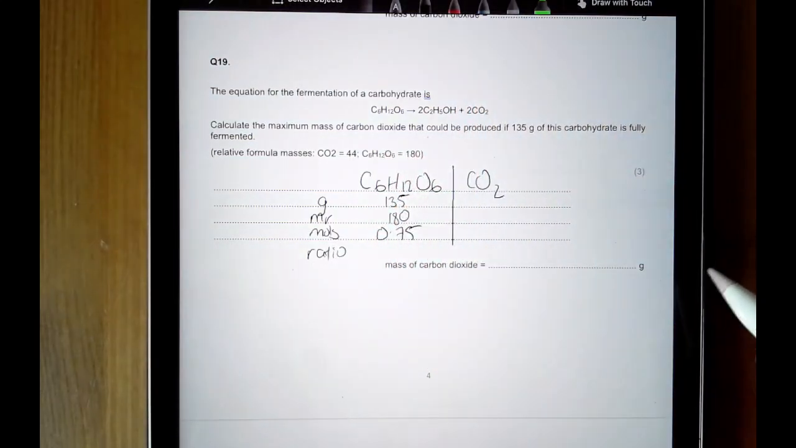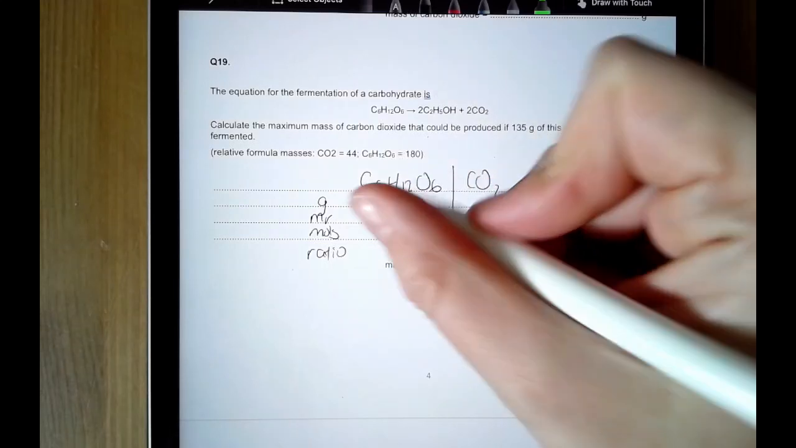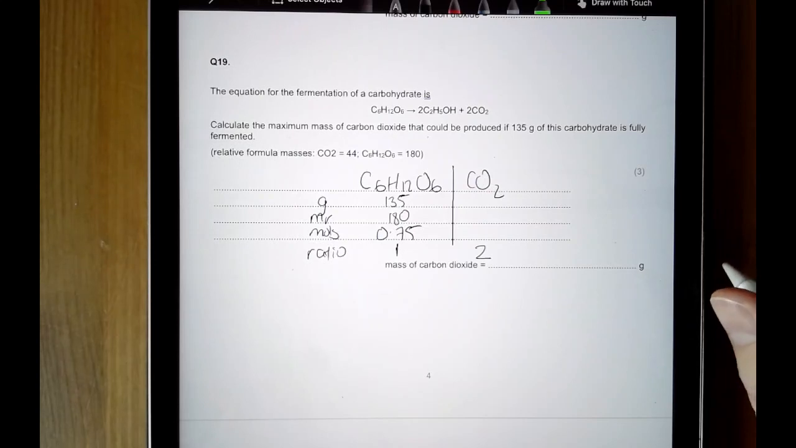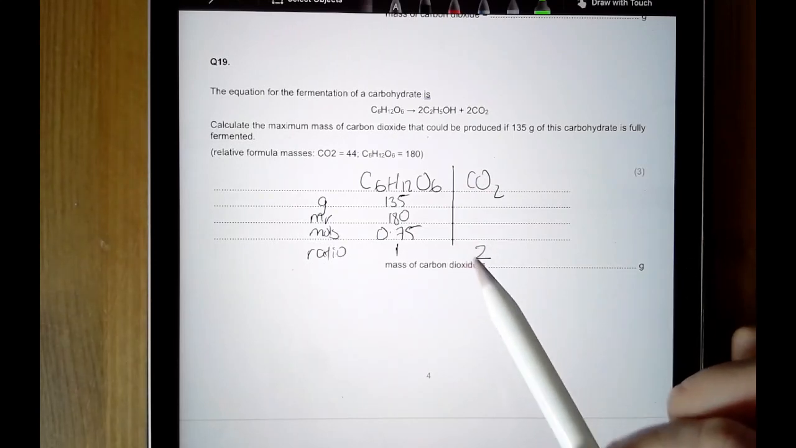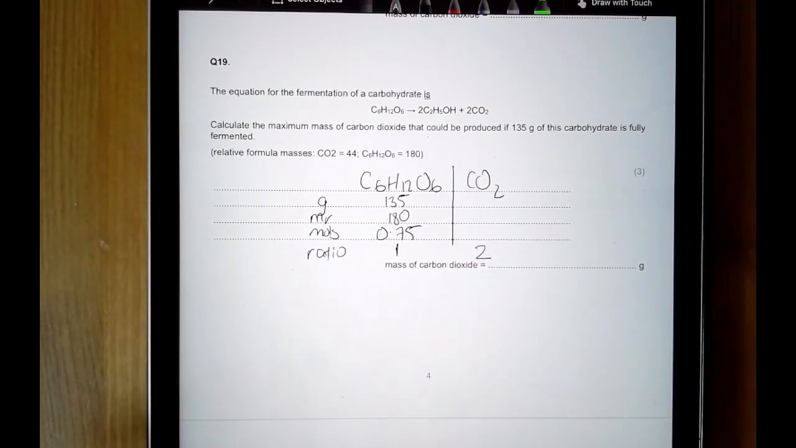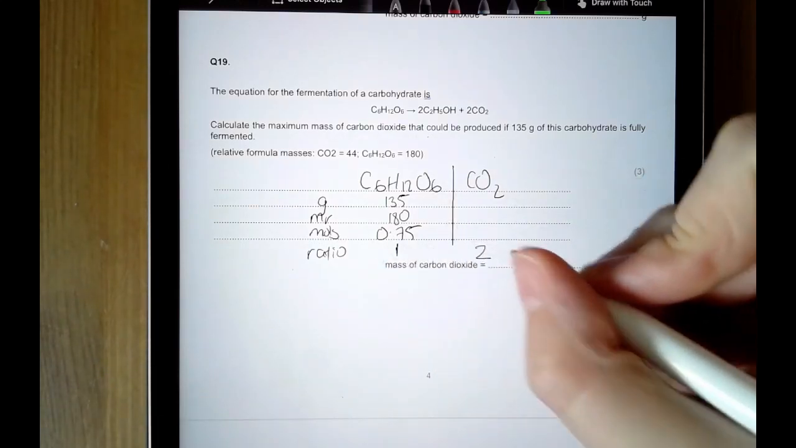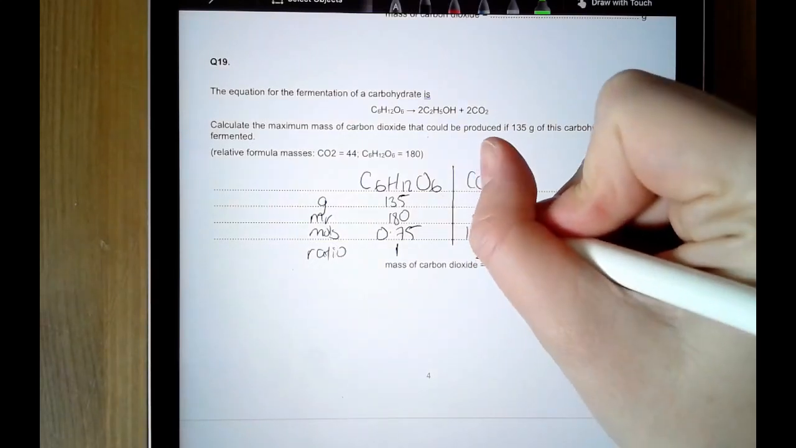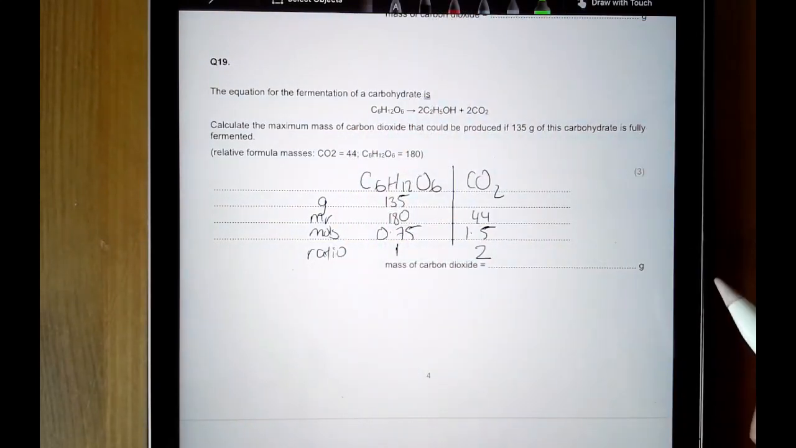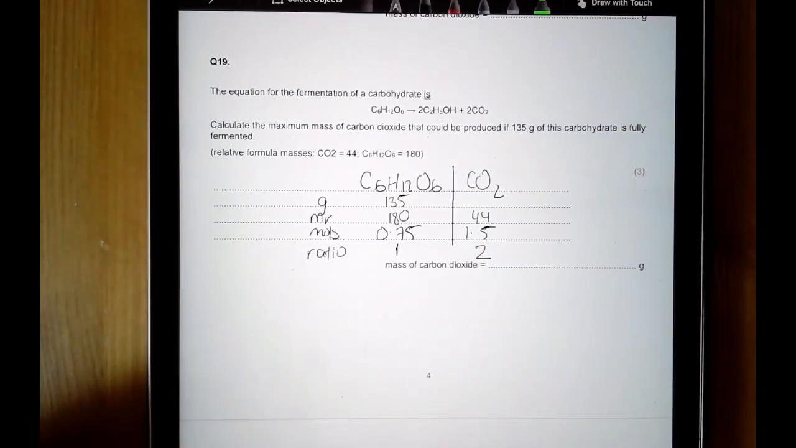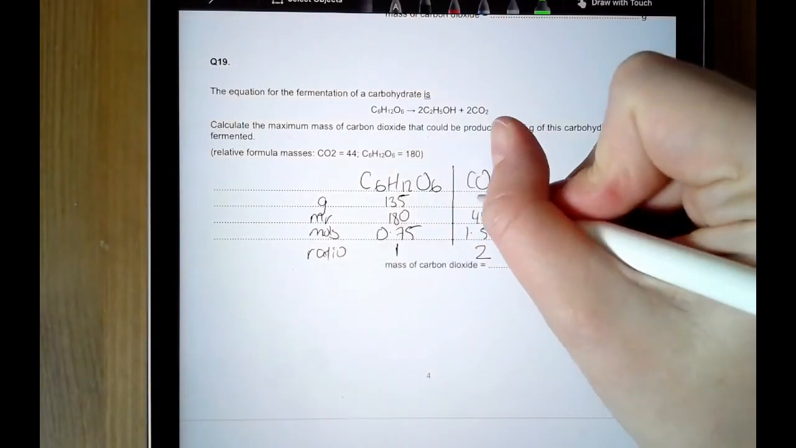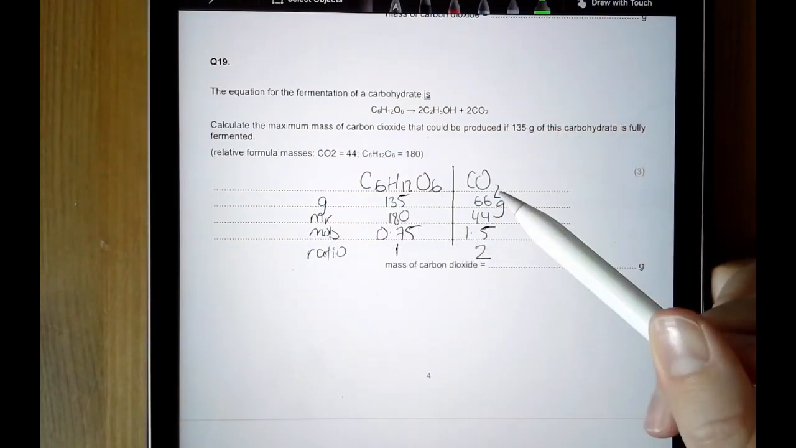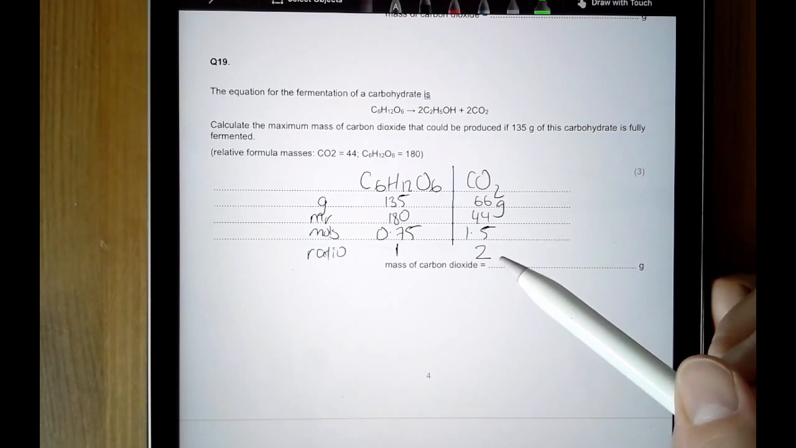Ratio I get from a balanced chemical equation. There's no number in front of glucose, so the ratio is 1. There's a big 2 in front of CO2, therefore the ratio is 2. This shows me that the number on the right-hand side needs to be twice as big as the number on the left, so I'm going to need to times 0.75 by 2. I'm going to get an answer of 1.5. I can fill in the formula mass of CO2. It's given to me in the question, 44. And then it's going to be 1.5 times 44, which is 66. And that's my answer. So I'm dividing, using the ratio, multiplying. By laying it all out in the table, it's super clear.